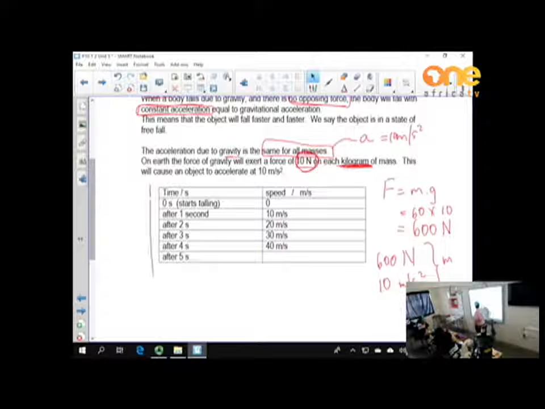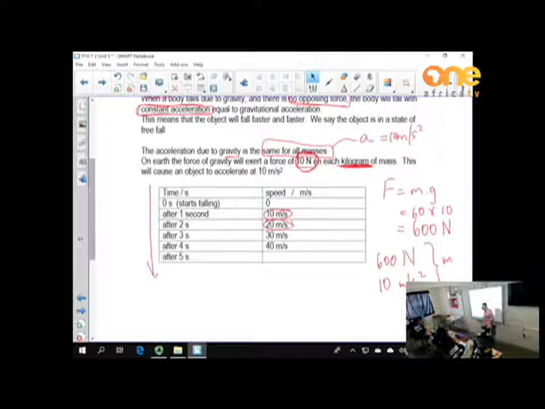Anything falling under the influence of gravity, when it starts falling, the speed is zero. In 1 second, it's going to fall through 10 meters. So in that first second, the speed is 10 meters per second. After 2 seconds, it is now going to fall 10 meters further, so it's going faster. It'll be falling at a rate of 20 meters per second.